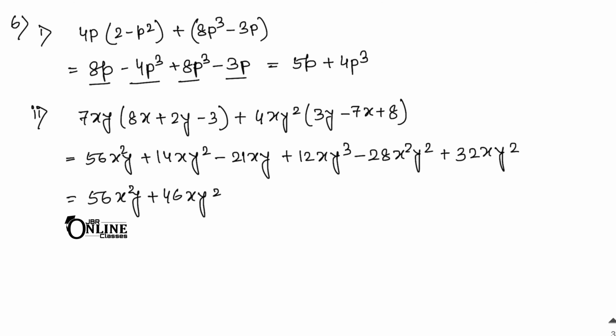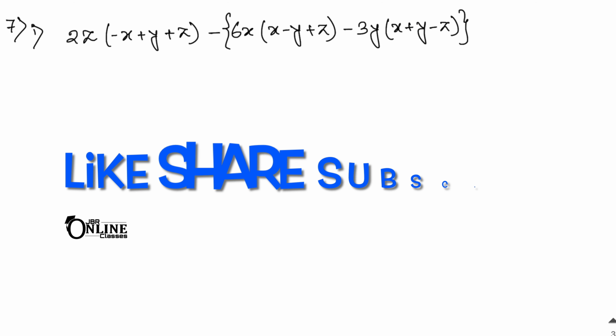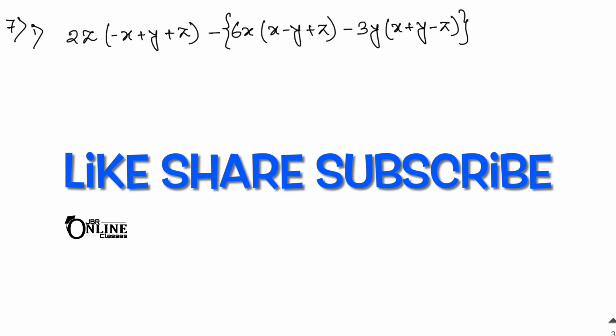Okay. Now next one. Here minus 21xy. So write down minus 21xy. After that here plus 12xy cube and then minus 28x square y square. So this is your final answer. Now the last one, sum number 7.